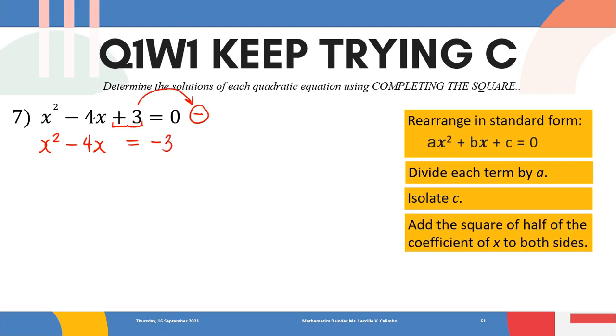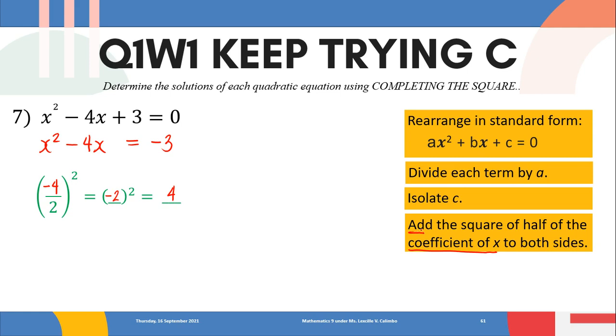Yan. Fourth step, add the square of half of the coefficient of x to both sides. But we must first ask, what is the coefficient of x? Correct. That is the negative 4 here. So let's put negative 4 dito sa ating pre-made formula. That's negative 4. Next is to get half of negative 4. This gives us negative 2. Correct. And then square negative 2. That should be positive 4.